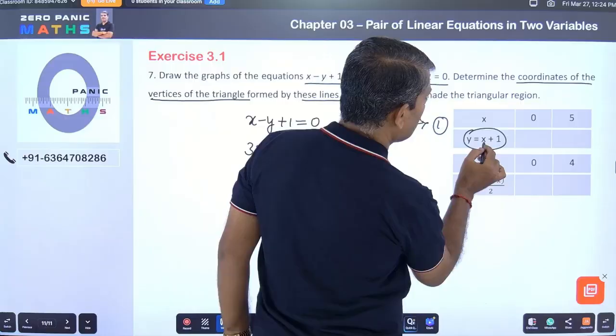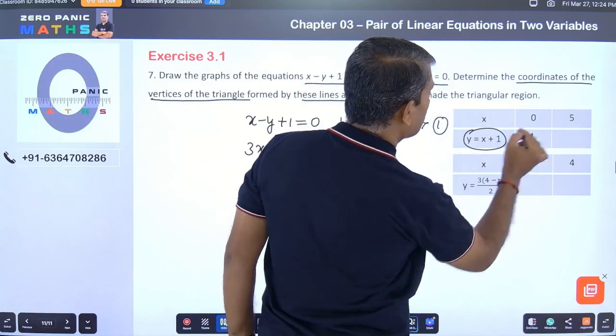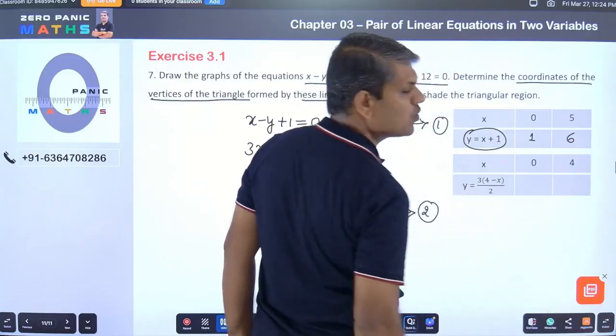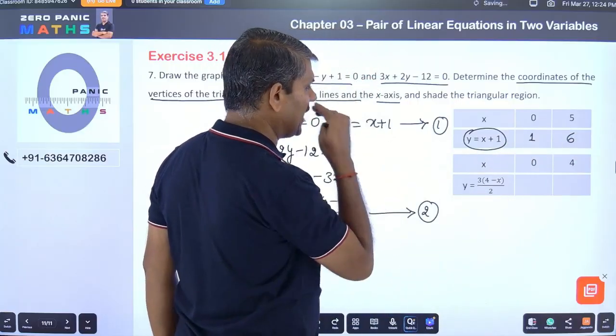Okay, putting 0 here will actually give me 1, simply 0 plus 1. Putting 5 will actually give me y is equal to 6. So (0, 1) and (5, 6) are the two coordinates of the first line.